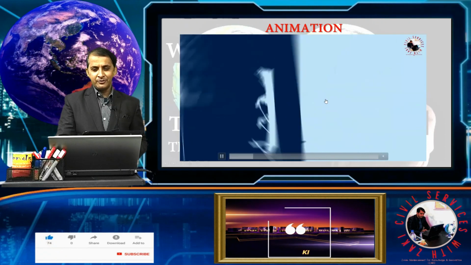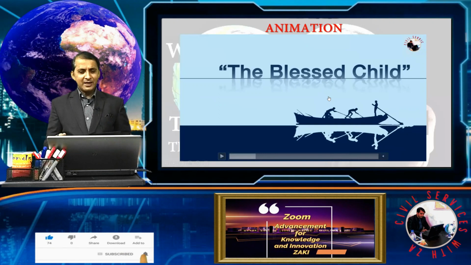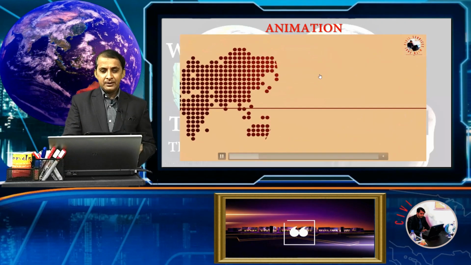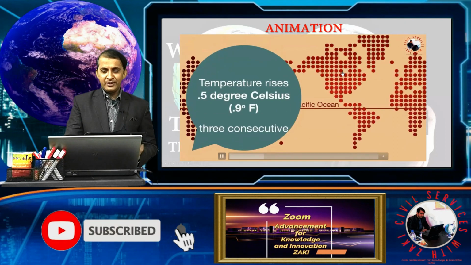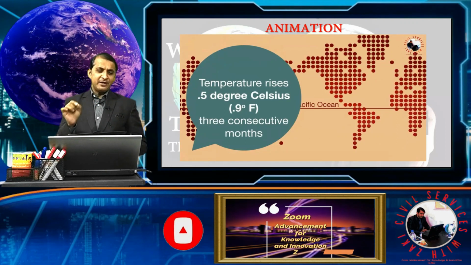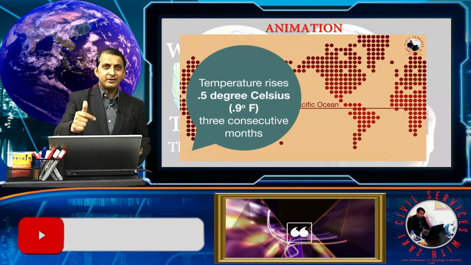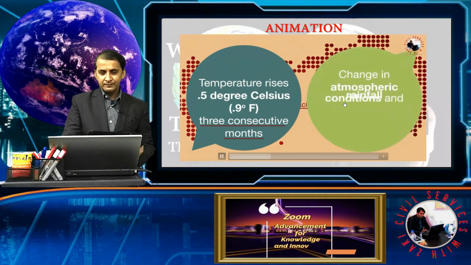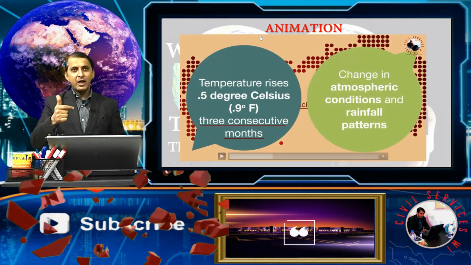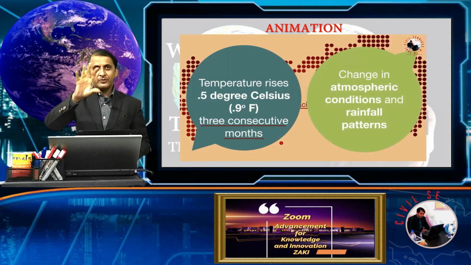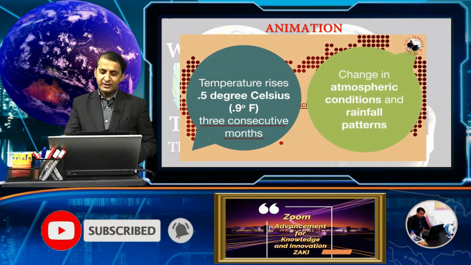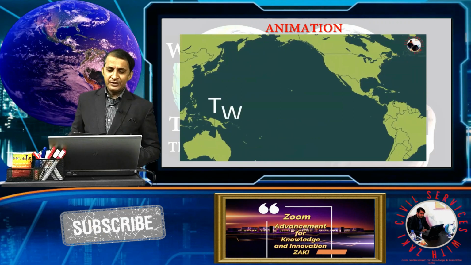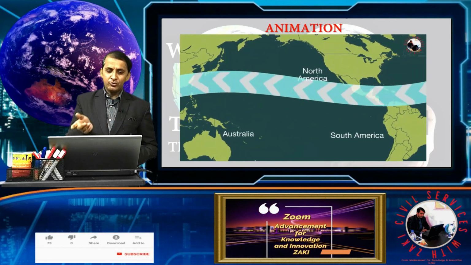El Nino, as you know, means blessed child, Christ child or boy child. It is the Spanish name. When the equatorial Pacific Ocean temperature rises about 0.5 degrees Celsius, or 0.9 degrees Fahrenheit, for 3 consecutive months, with changes in atmospheric conditions and rainfall pattern, because it is an oceanic and atmospheric phenomenon, then it's declared officially El Nino. It occurs every 2 to 7 years.